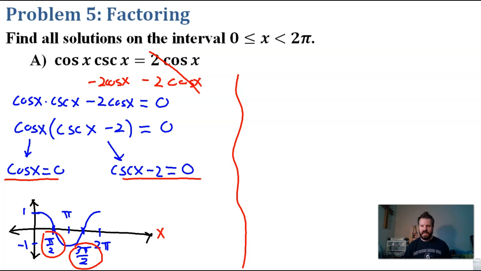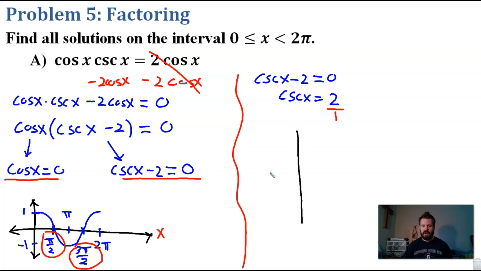Let's deal with that cosecant x equals 2 next. Sorry, cosecant x minus 2 equals 0. I was getting ahead of myself. Add 2 to both sides of this equation. We've got cosecant x is equal to positive 2. Now it's going to be helpful to think of that 2 as a 2 over 1 as far as a hypotenuse and an opposite side.